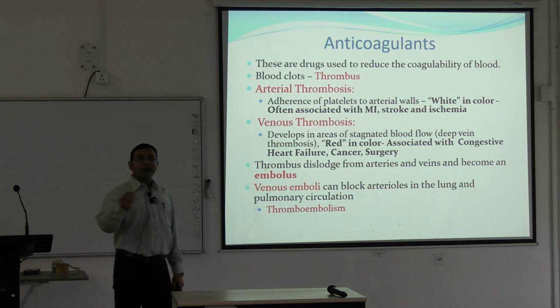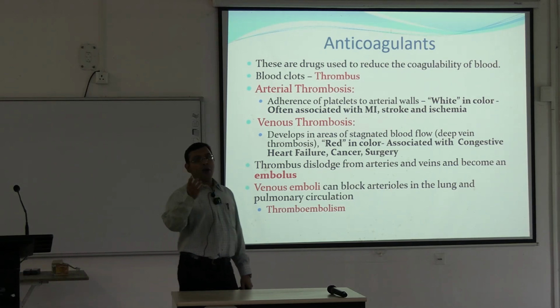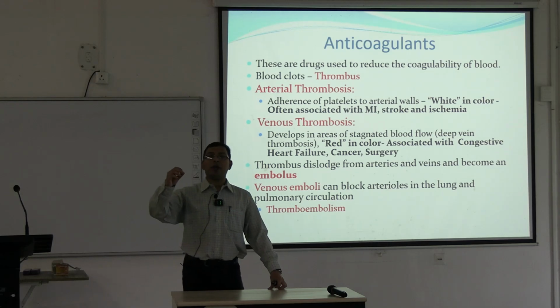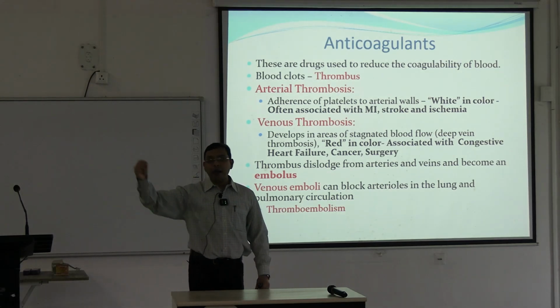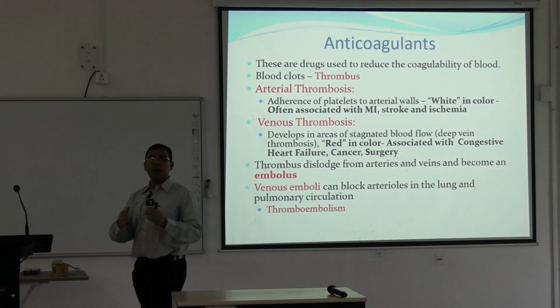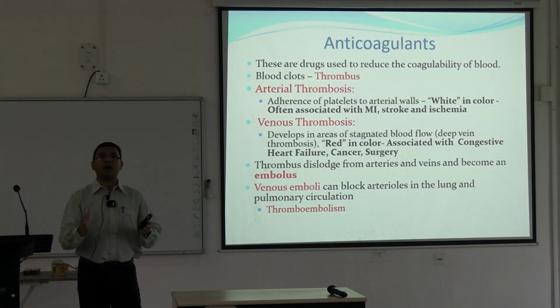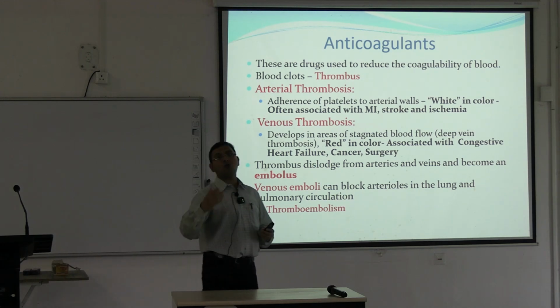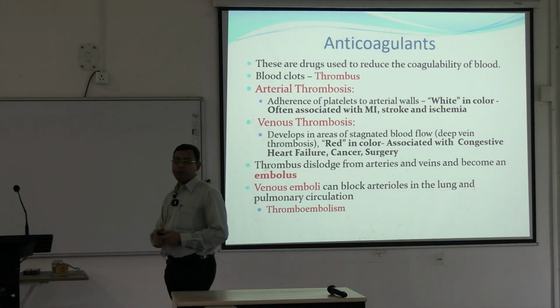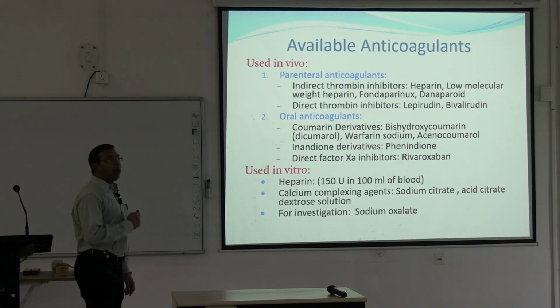This thrombus can dislodge, as you have read in pathology, and be formed as an embolus. So thromboembolism. That embolus can get lodged anywhere, at any intersection of the arteries and arterioles, so no blood or oxygen will go to that organ, and there will be a problem. So what are the available anticoagulants?